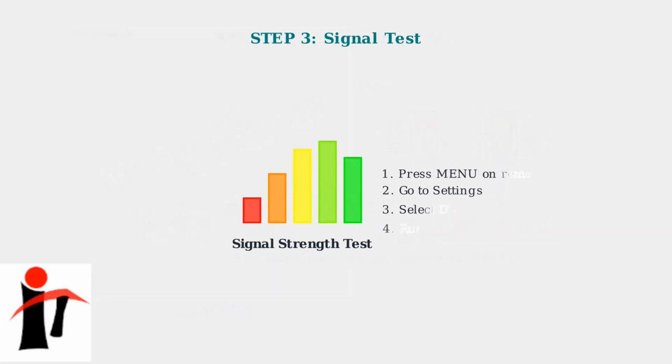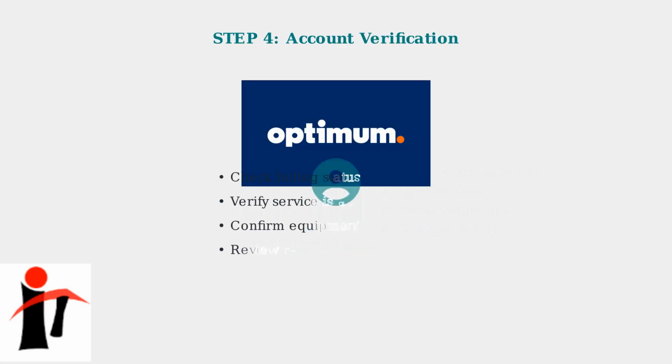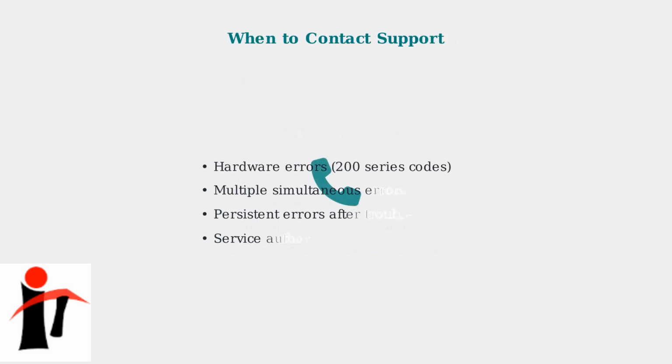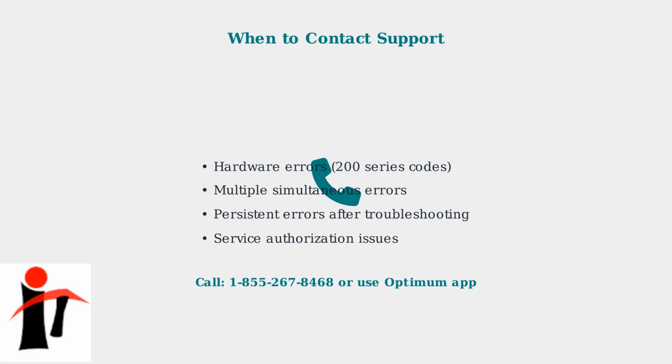Step 3 is to test your signal strength using the cable box's built-in diagnostic tools. Most Optimum boxes have a signal test feature in the settings menu that can identify weak or poor quality signals. Step 4 is to verify your account status online. Many error codes are caused by billing issues, service suspensions, or equipment authorization problems that can be quickly identified through your online account. If basic troubleshooting doesn't resolve the issue, it's time to contact Optimum support.